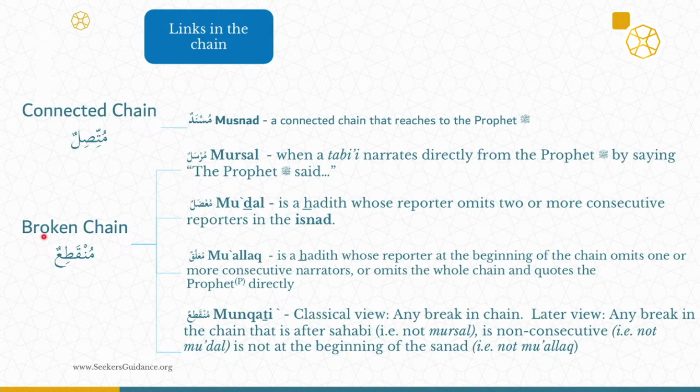Now, as for broken chains, when a chain is broken as opposed to being connected, you refer to the chain as munqati'. The word munqati' comes from the Arabic word qata'a, which means to cut or to sever. When a chain is munqati', cut or severed, it means that there is no complete connected chain that reaches to the Prophet Muhammad sallallahu alaihi wasallam. Rather, there are missing links.